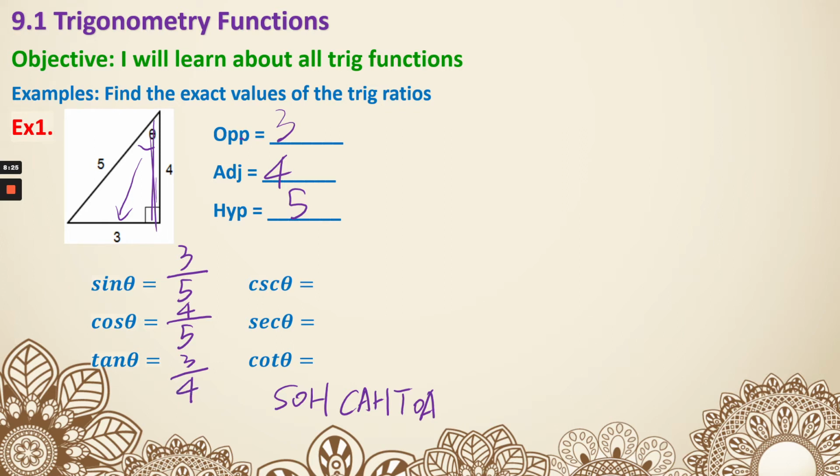And next, the other three ratios. Cosecant is just sine flipped, so it's 5 over 3. Secant is cosine flipped, so it's 5 over 4. Cotangent is tangent flipped, so it's 4 over 3.